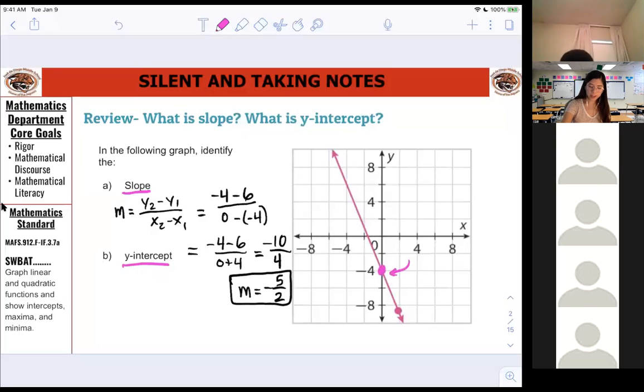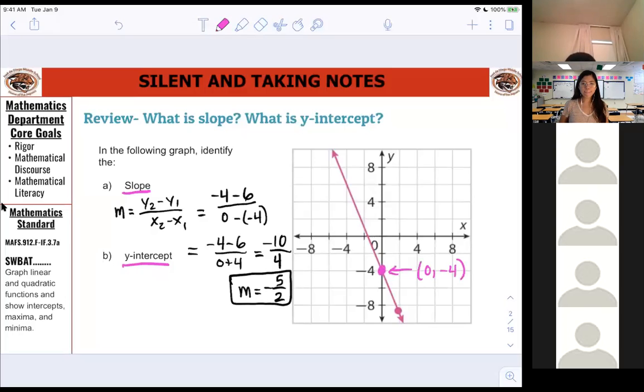What's this point? If I label that point, what are the coordinates? 0, -4. Again, guys, y-intercept is so easy. This is not a hard thing to do. Why there? Because that's the place where my pink line, what's it doing at the -4?